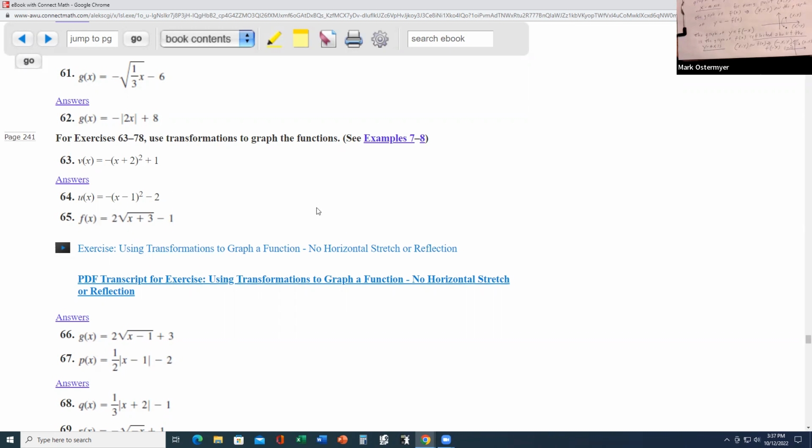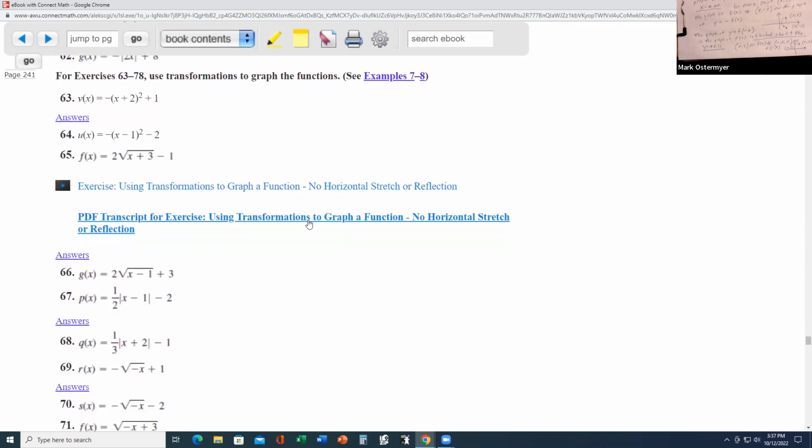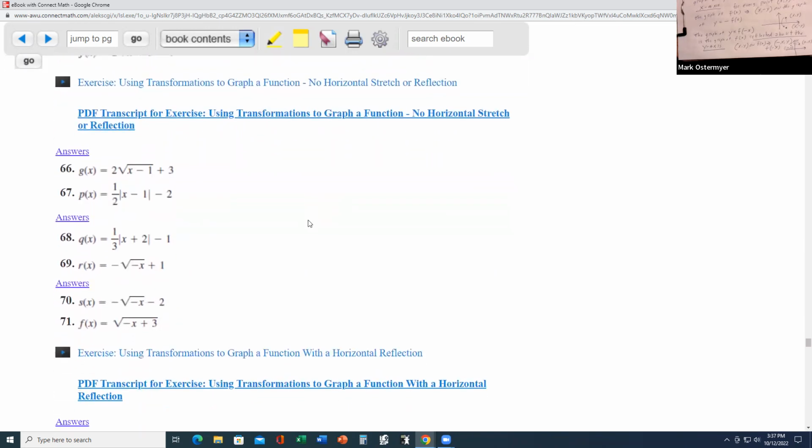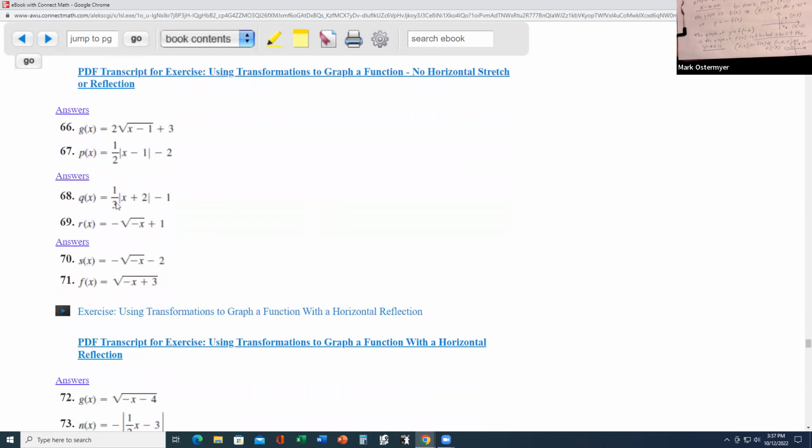Good. All right. So just by looking at these new function definitions, you can kind of see what's been going on. So what kind of transformations happen to the basic absolute value function for number 68? If I had f of x equal to the absolute value of x, what's happened to its graph? Just by looking at this new function's definition, what's happened? You got a horizontal left shift, yeah. You also have a vertical shrink of 1/3. Yeah, we got 3 transformations.